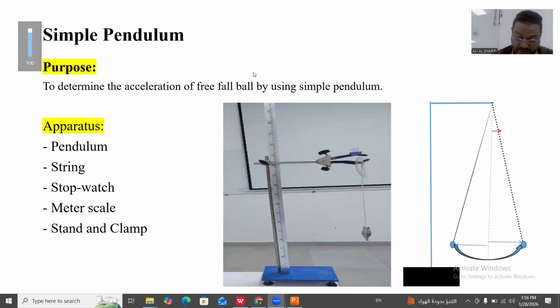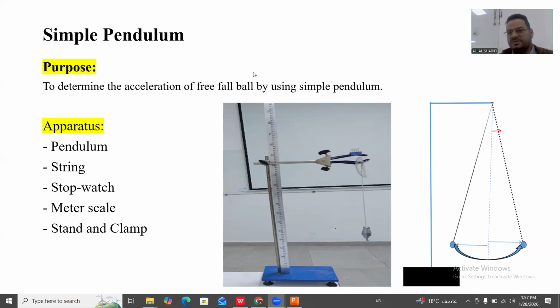Good evening, guys. Today I will talk about the simple pendulum, how we can use it according to our purpose to calculate the acceleration of free fall, what I mean, and some important information about it.